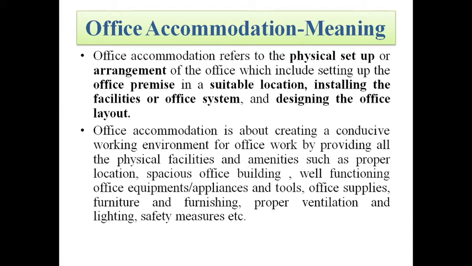Then installing the facilities or office system is another aspect of office accommodation. You know that various facilities are required in an office for performing the work, or an office system is required. Now what is an office system? An office system is a network, and in this network there are various things like office processes, machines and tools. Then facilities need to be provided like telecommunication facilities, and physical facilities like canteens and drinking water facilities. So this is another aspect related to office accommodation.